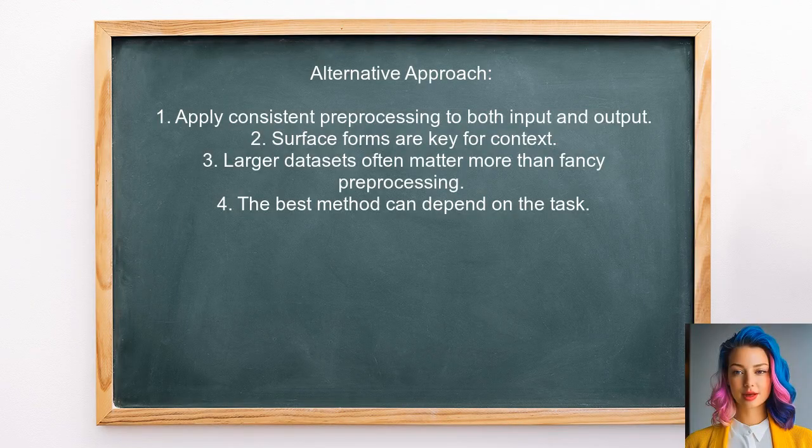This user suggests applying consistent pre-processing to both the input and output of your model. They emphasize that the surface forms of words are crucial for maintaining context. They also note that while some embeddings, like Google News embeddings, perform well without extensive pre-processing, having a larger dataset is often more important. Ultimately, the best approach can vary depending on the specific task.